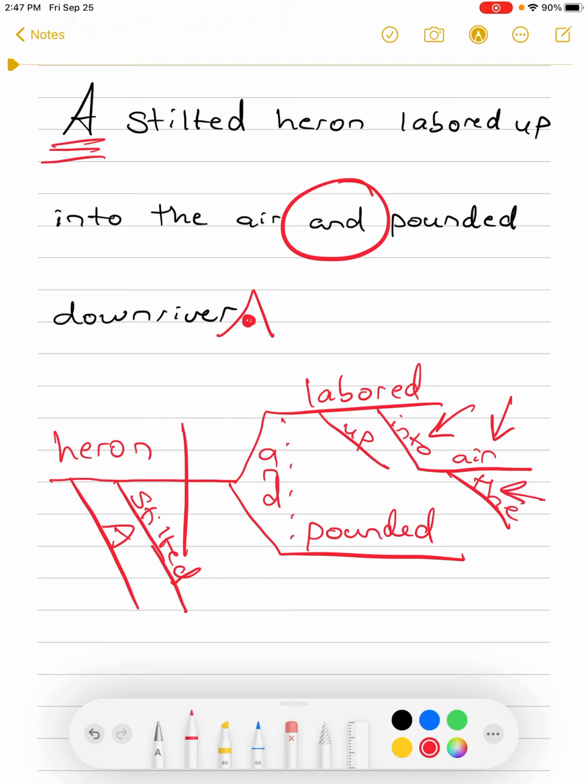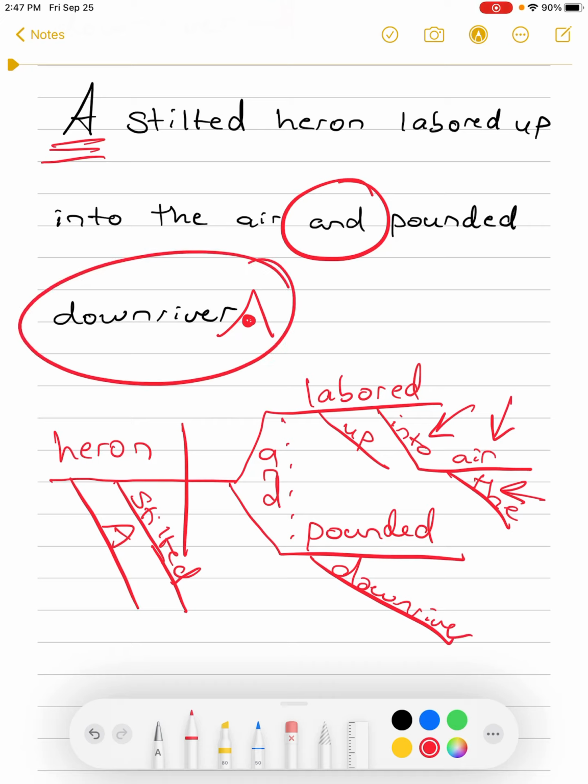All right, let's talk about pounded. Pounded downriver. So downriver here goes underneath because it tells me where the heron was going. Downriver is kind of one of those weird words where technically I think a spell check or a grammar check would tell you that it's wrong to use that as an adverb, but it's kind of one of those words that we assume is a word because it's used so frequently.